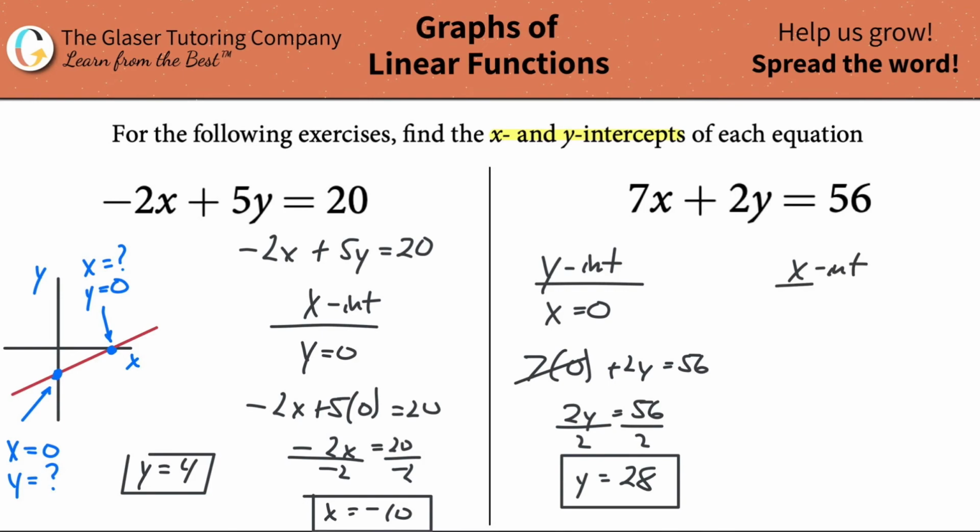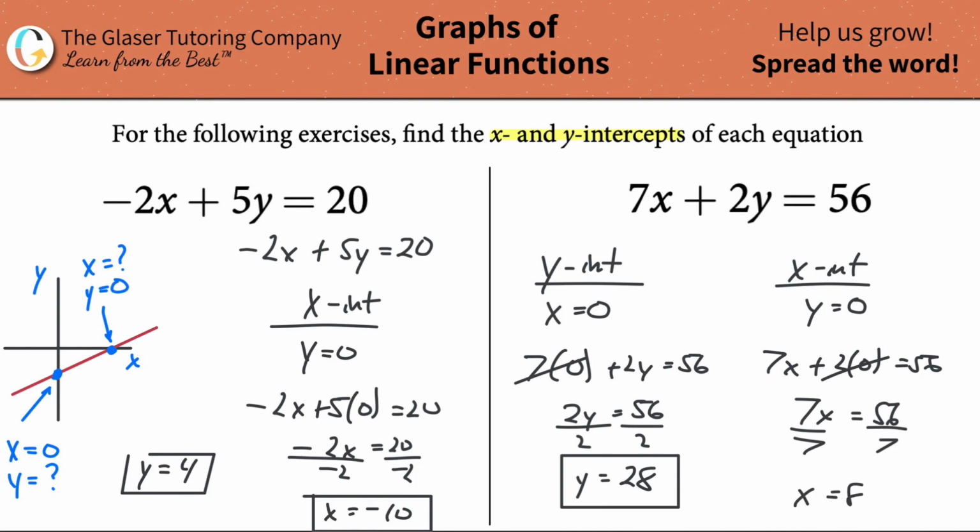Now let's do the x-intercept. Remember, the x-intercept is when y is equal to 0. So it's going to be 7x plus 2 times 0 is equal to 56. Look at how easy this is. Bada bing, bada boom. 7x is going to be equal to 56. Divide both sides by 7, and we realize that x is equal to 8, and there's the x-intercept.